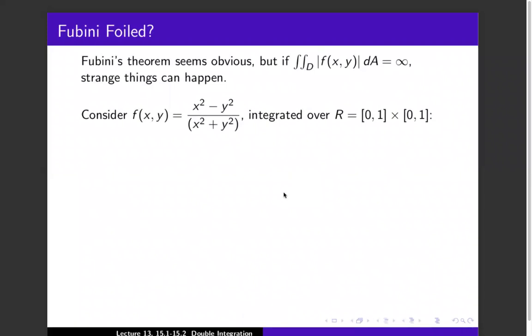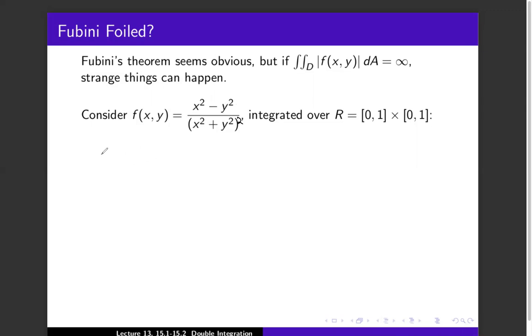Now, Fubini's theorem seems obvious, but there are some kind of funny ways in which this can go wrong. In particular, if you have that your absolute value integral is not in fact finite. So take for example this function f(x,y) equals x squared plus y. There's a typo here I am now seeing. This should be x squared minus y squared over x squared plus y squared, squared, and you integrate that over the rectangle from 0 to 1 times 0 to 1.